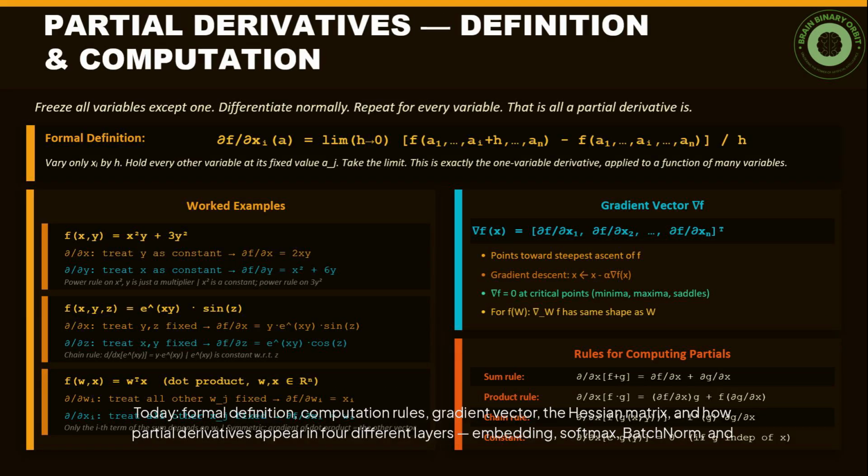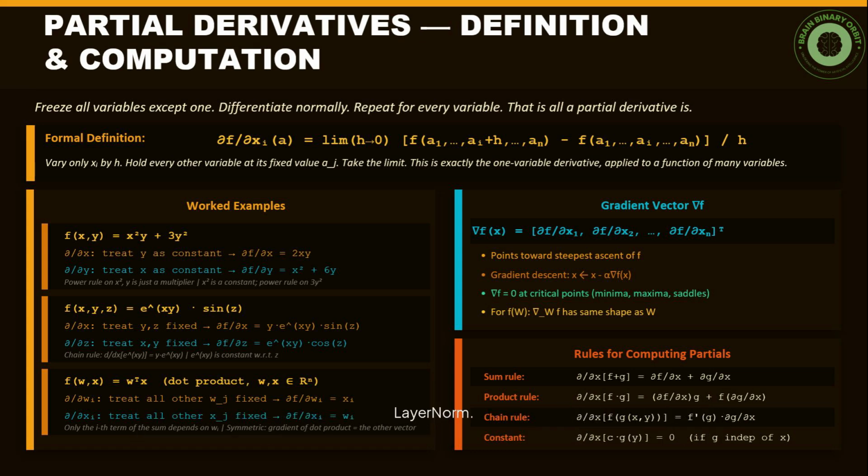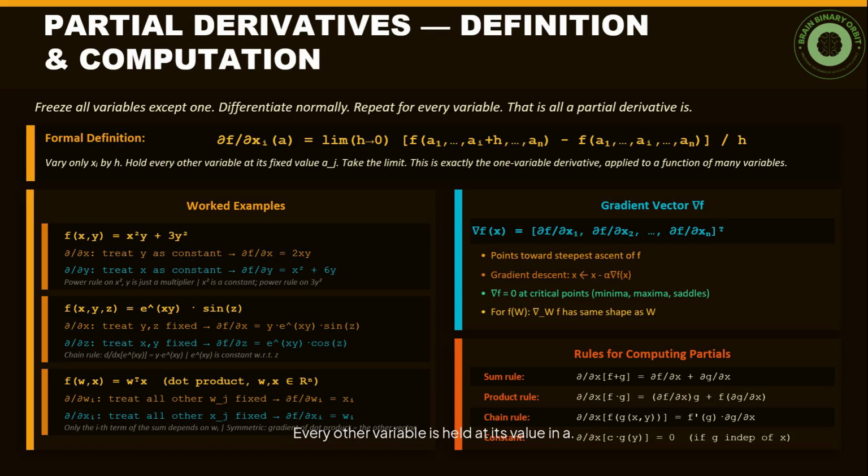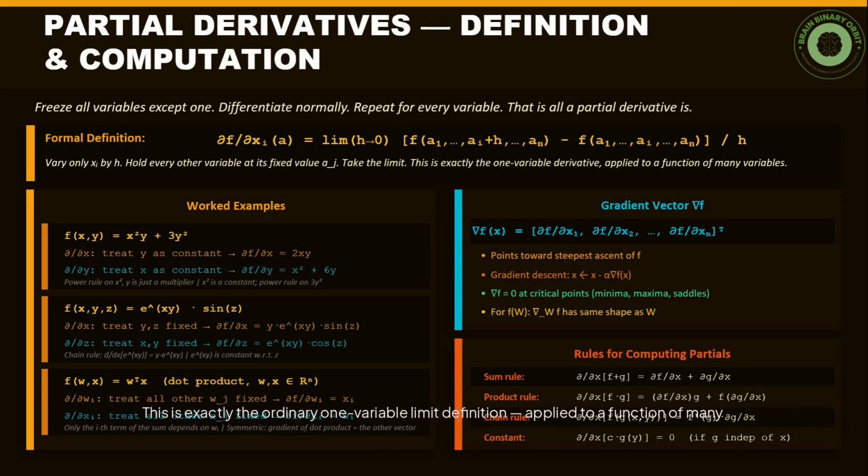Today: the formal definition, computation rules, the gradient vector, the Hessian matrix, and how partial derivatives appear in 4 different layers: embedding, softmax, BatchNorm, and LayerNorm. The formal definition of the partial derivative of f with respect to x_i at point A is the limit as h approaches 0 of f with x_i replaced by x_i plus h, minus f at A, all divided by h. Every other variable is held at its value in A. This is exactly the ordinary one-variable limit definition, applied to a function of many variables, with all others frozen.